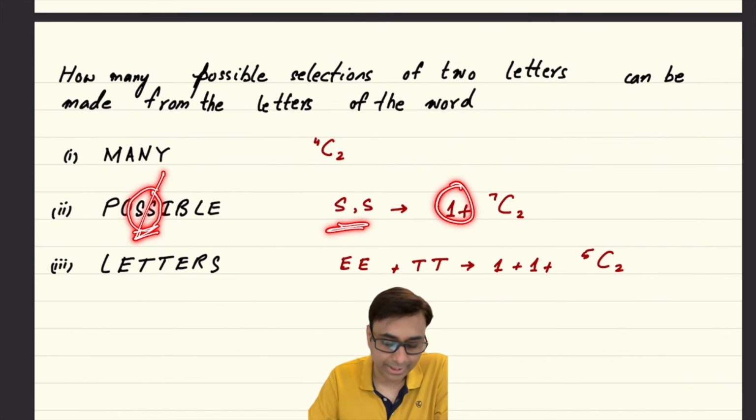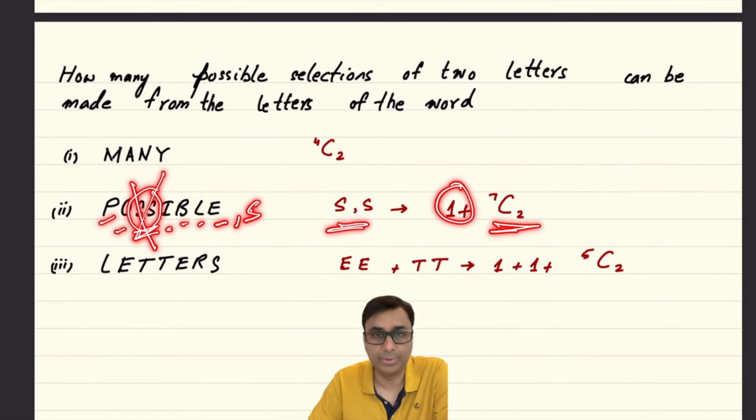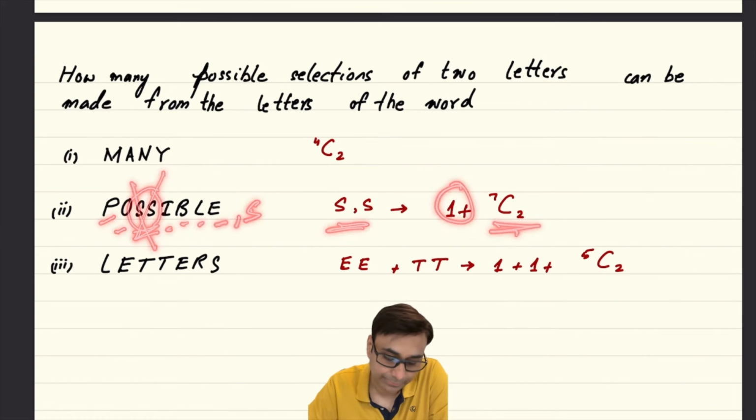And once I have selected S, then I'm left with 1, 2, 3, 4, 5, and 6 options. And plus, obviously, I could also have one S being there as well. So there are a total of 7 options. So that's going to be 7C2. So I could have either both S, or I could have any pair of 2 non-identical letters.